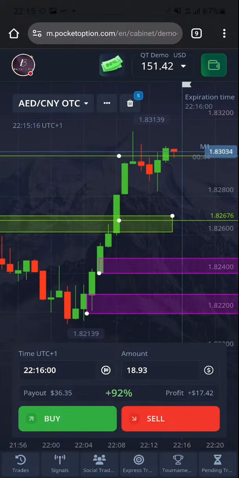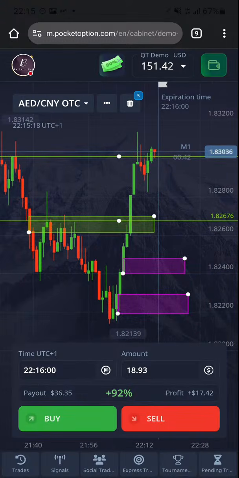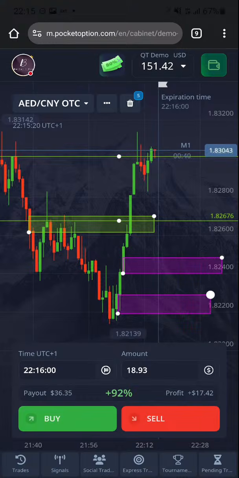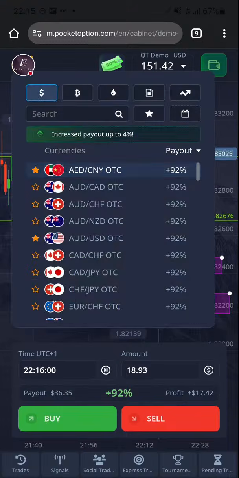You understand? Now look at this. We have these entries here. There's one entry here, and another one down here. If price comes down into this entry, we'll go with the buyers. Let's keep this one as a favorite.